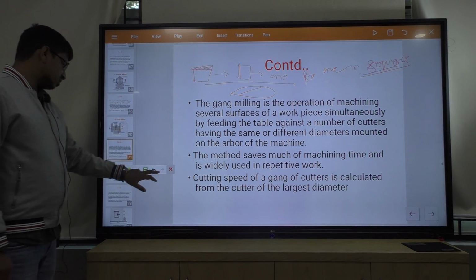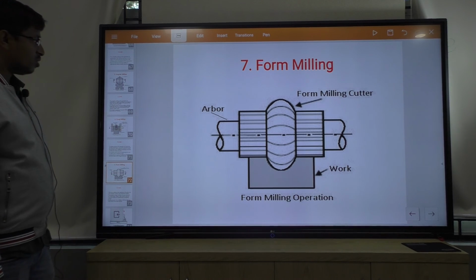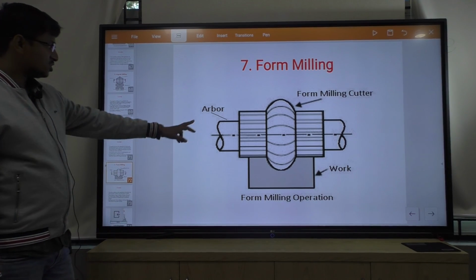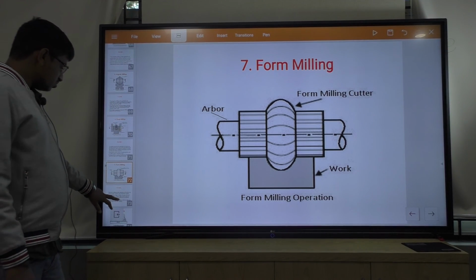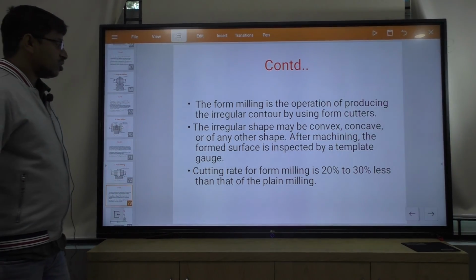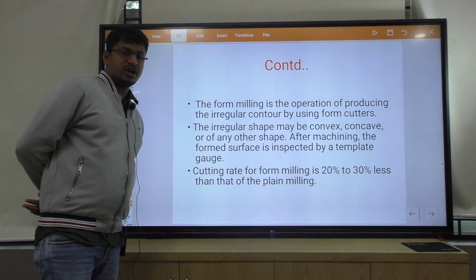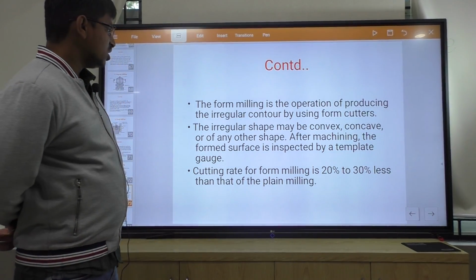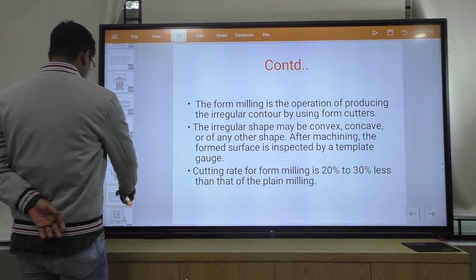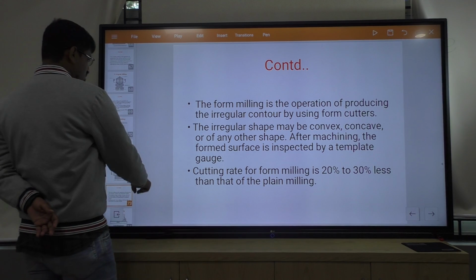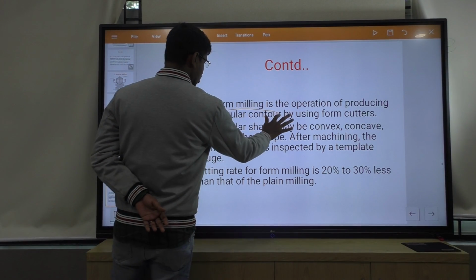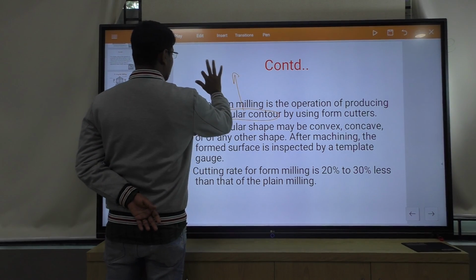Then form milling. The next operation is form milling. This is the diagram of the form milling operation. Form milling is the operation of producing an irregular contour. Irregular contour means irregular forms.